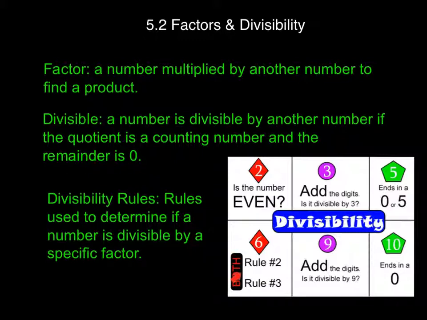6 is rule 2 and 3. So it has to be an even number, and when we add the digits, they have to be divisible by 3. For 9, we add the digits, and the sum is divisible by 9. And then we have 10: it ends in a 0. Only numbers that end in 0 can be divided evenly by 10.